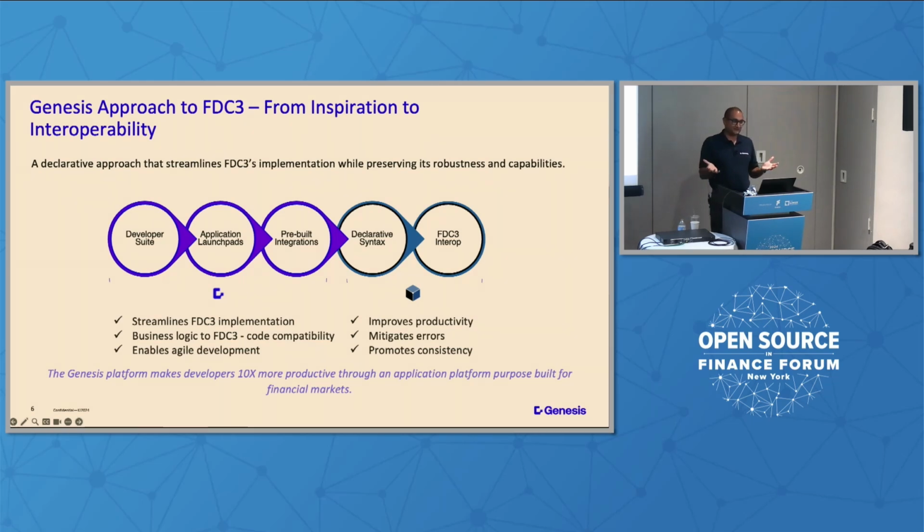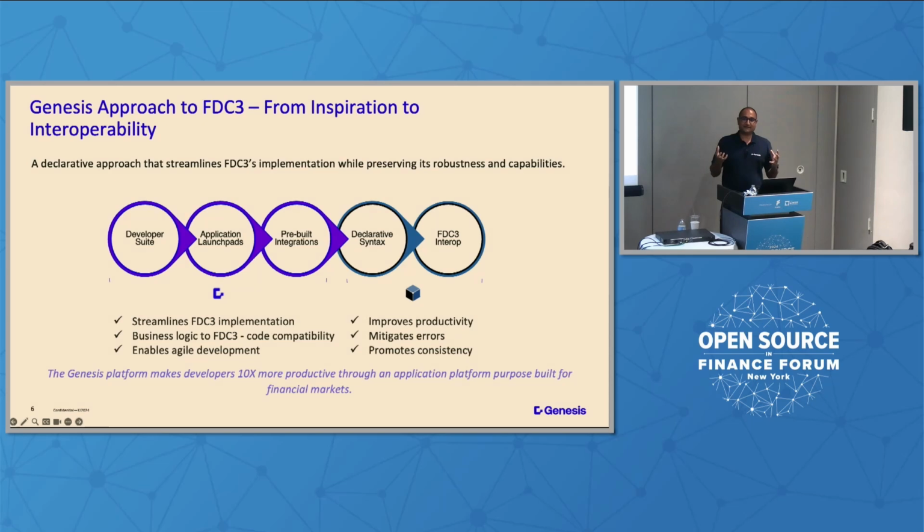As mentioned before, at Genesis, we build financial applications that are secure, scalable, highly efficient, and FDC3 compliant. At Genesis now, we are treating FDC3 as a first-class citizen. It is a part of our core platform now.